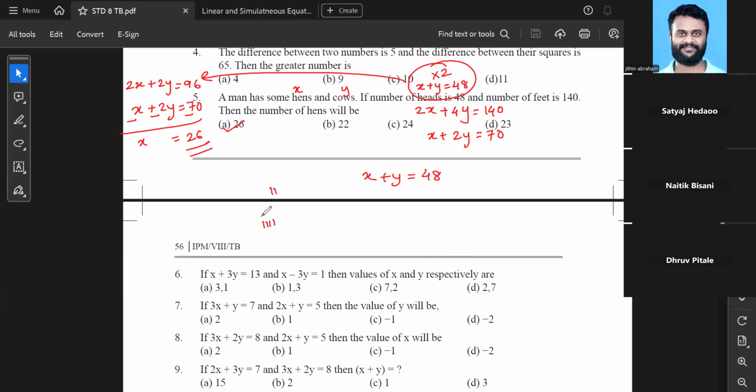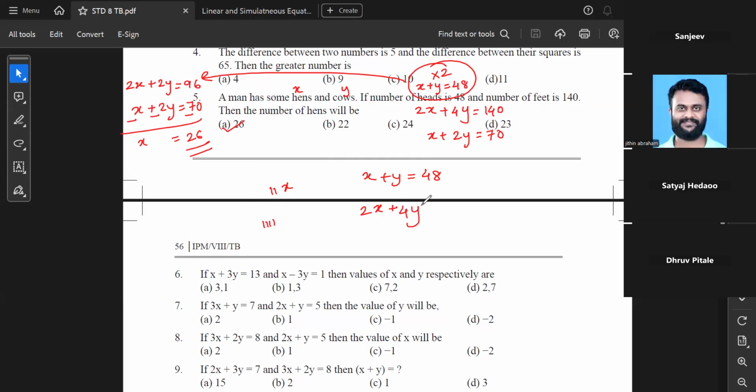Now regarding feet, the hens have 2 feet and the cows have 4 feet. If we are counting the total feet, every hen will be having 2 feet each. So however many hens you have, that is x, multiplied by 2 will be the total feet of the hens. Plus, however many cows you have, multiplied by 4 will be the total feet of the cows. When you add both of them, you'll get the total feet, including both of them, that is 140 in this case. And that's how you got the second equation.